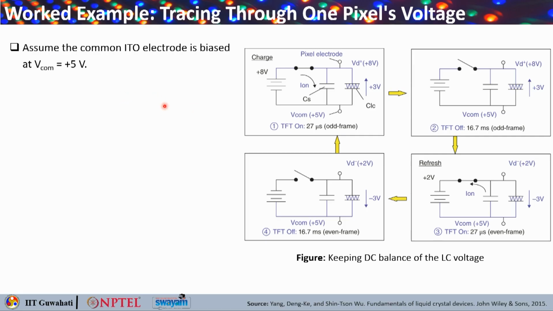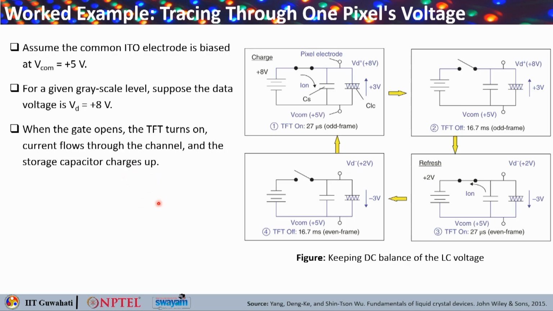Okay, and for a particular grayscale level we want to write, the data line basically carries plus 8 volts. Now let me walk through the switching event. When the gate voltage on this pixel's row exceeds the TFT's threshold, the transistor turns on. In that case the current flows from the source through the channel to the drain, and this charges up the storage capacitor CS to match the data voltage, right?